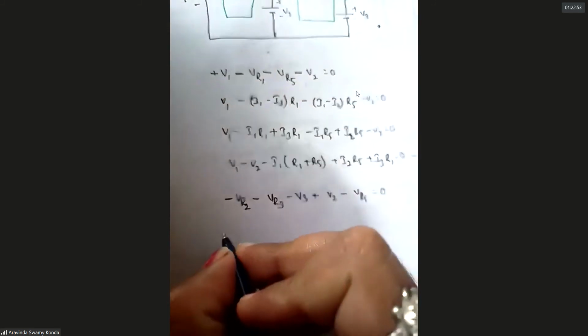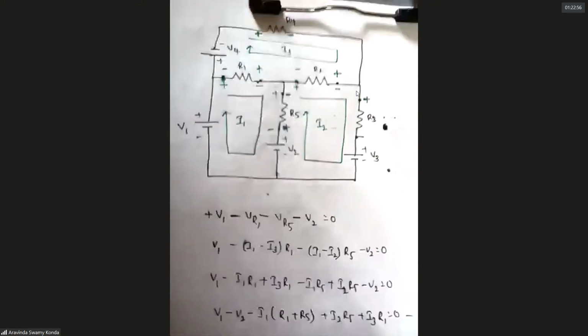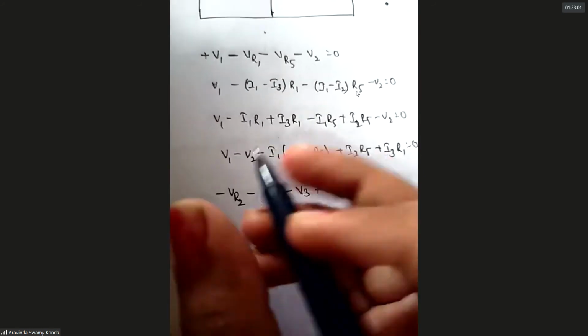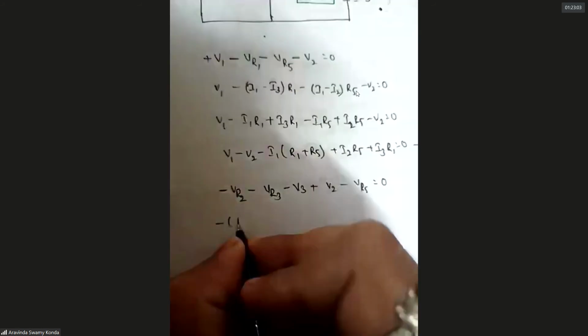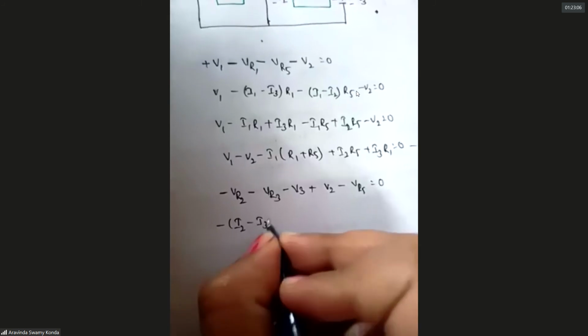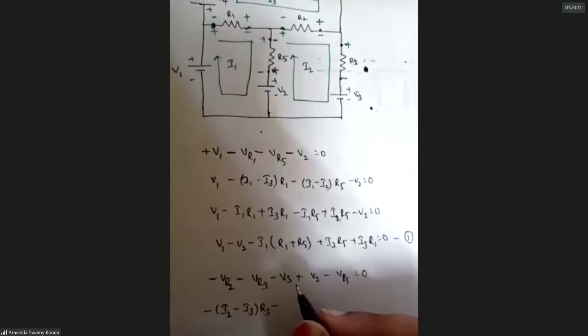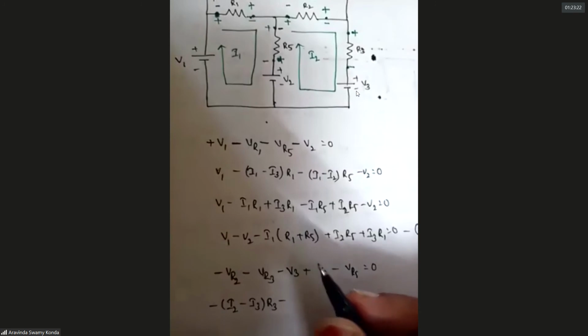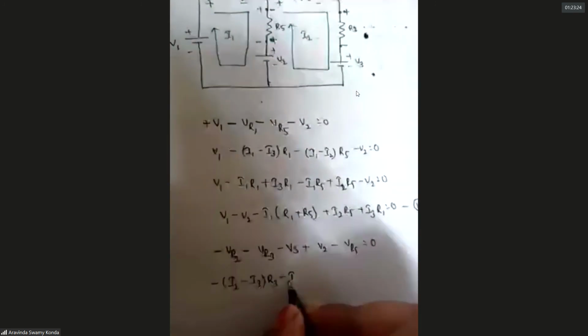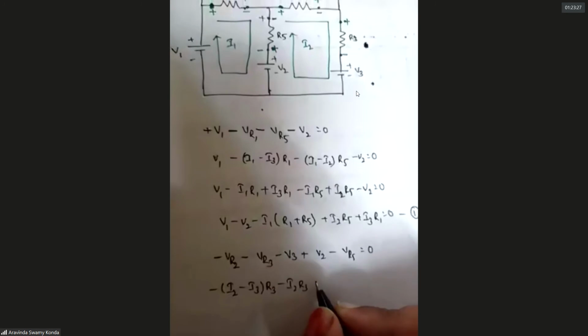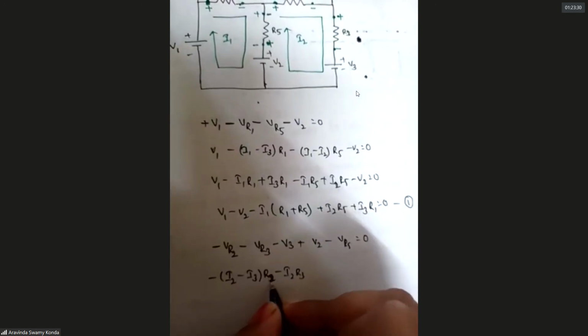So VR2 is the combination element of the second mesh and third mesh. So what current do you want to take? I2 minus I3. Very good. I2 minus I3 into R3. Next, R3 is the individual element or combination element? Individual, sir. So I2 R3, not R2. So this is R2 and this is R3.